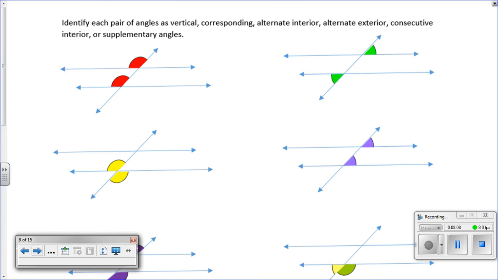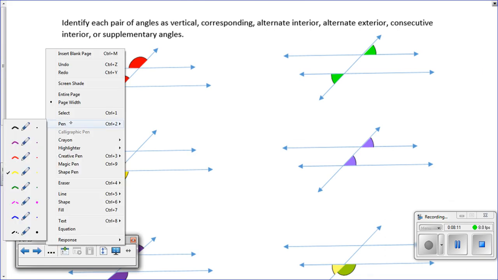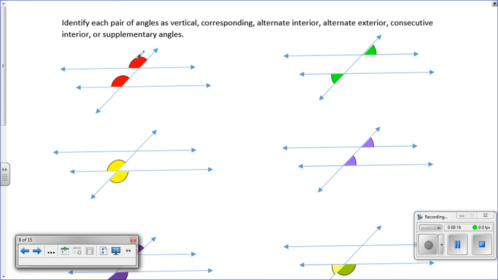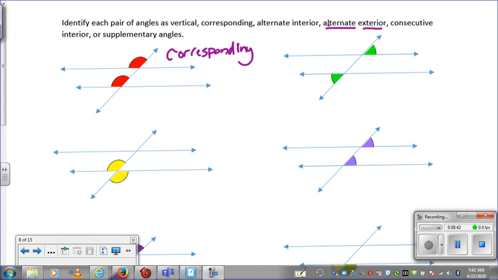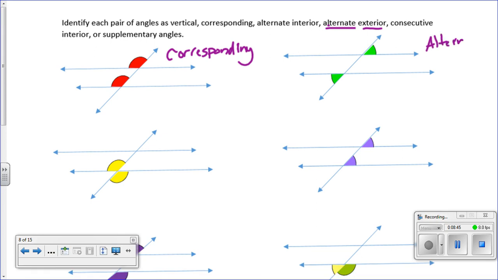So let's see if we can get a little practice naming these. Let me get a good pen here. So these two look like they're matching. The matching ones are called corresponding. Let's take a look at these two. They're on the outside of the parallel lines, so that's one of your exterior ones, and they're on opposite sides, so alternate meaning opposite, exterior meaning outside. So this would be alternate exterior.